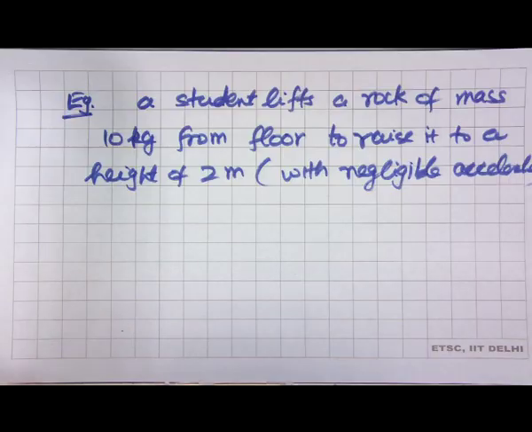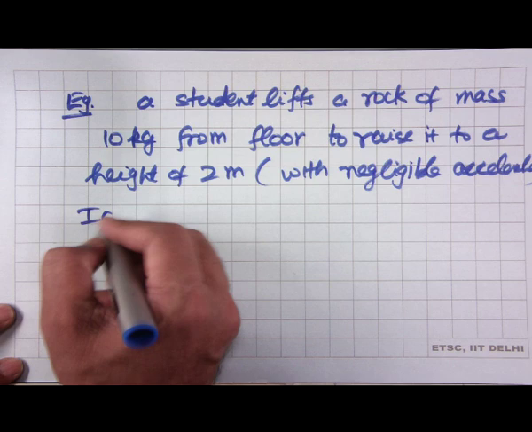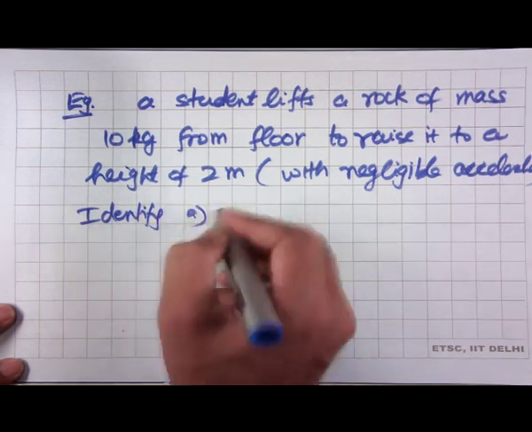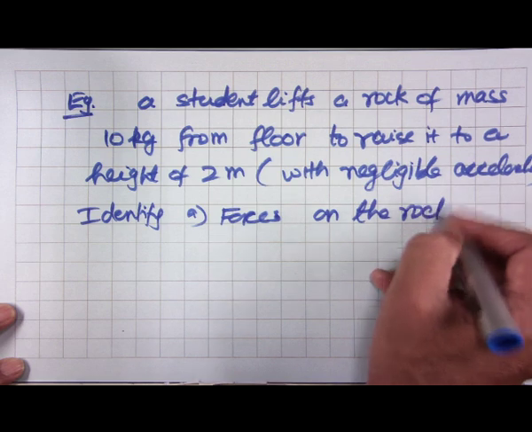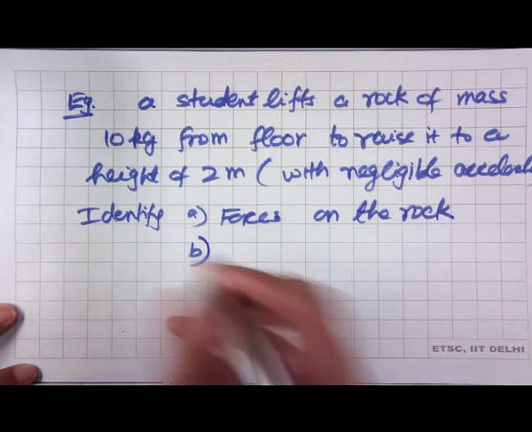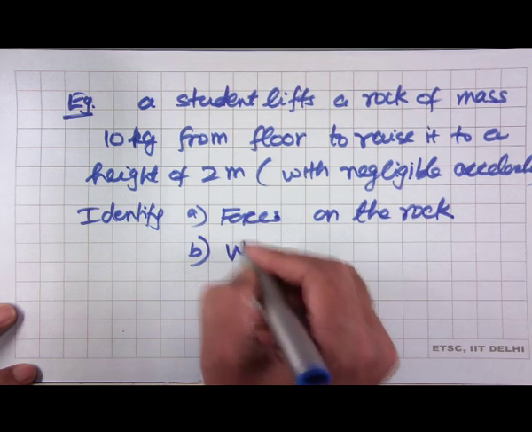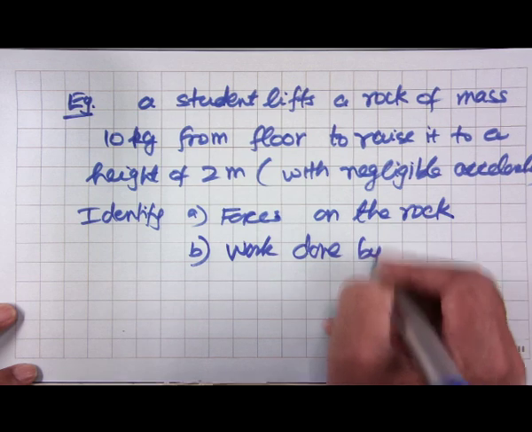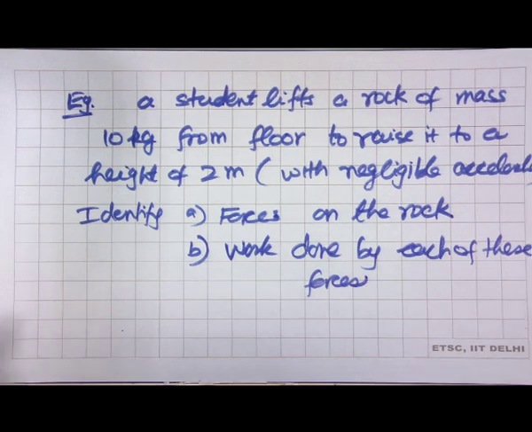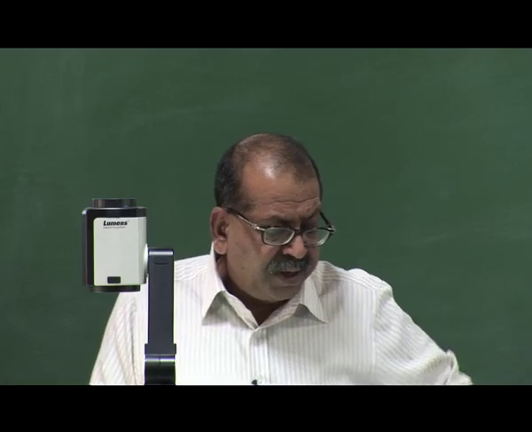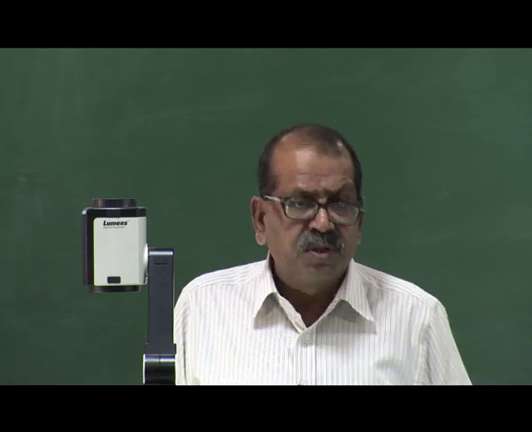So, now if we look at this, what we want to find out is, firstly, the different forces acting on the rock when the student is lifting it, and secondly, we want to find the work done by each of these forces. So, a very simple problem, this is to illustrate how to calculate the work done. Let us find the work done by each of these forces.